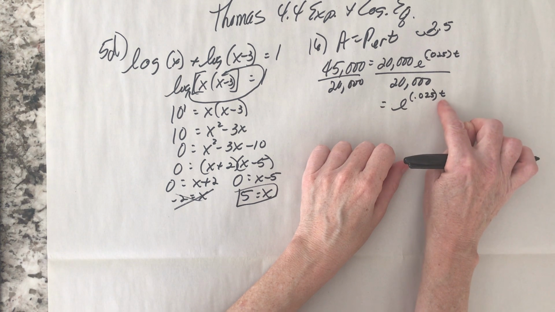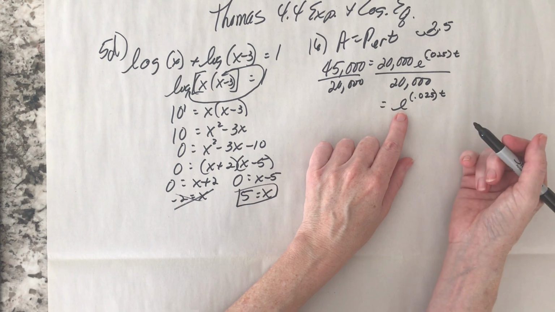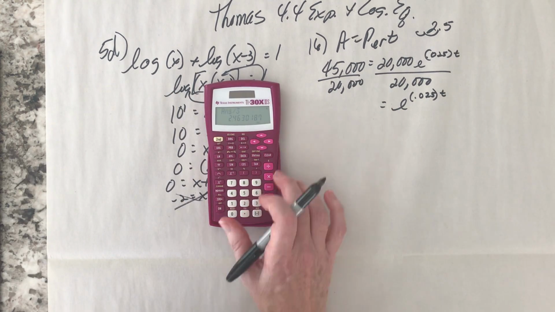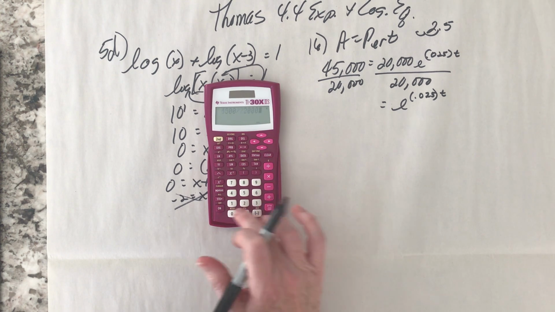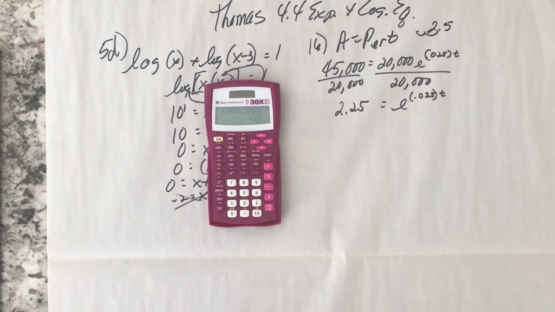We're trying to get t by itself. So t is our unknown, it's our variable. e is not a variable, it's 2.71 and some change. So let's see. Look at what we've got here. 45,000 divided by 20,000 equals 2.25. So we've got 2.25 happening here.